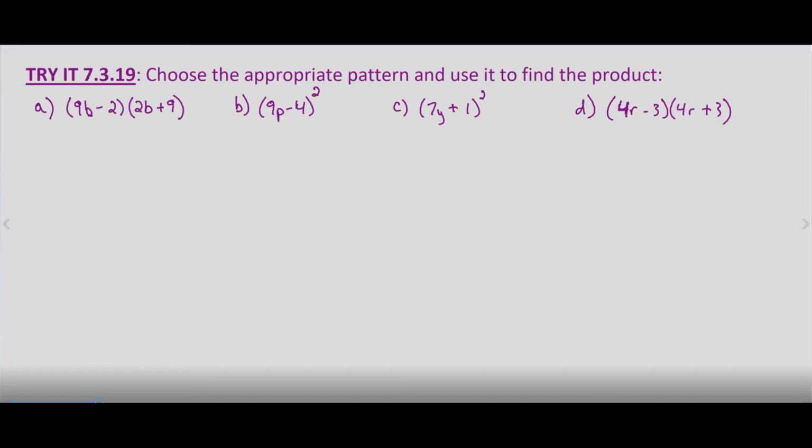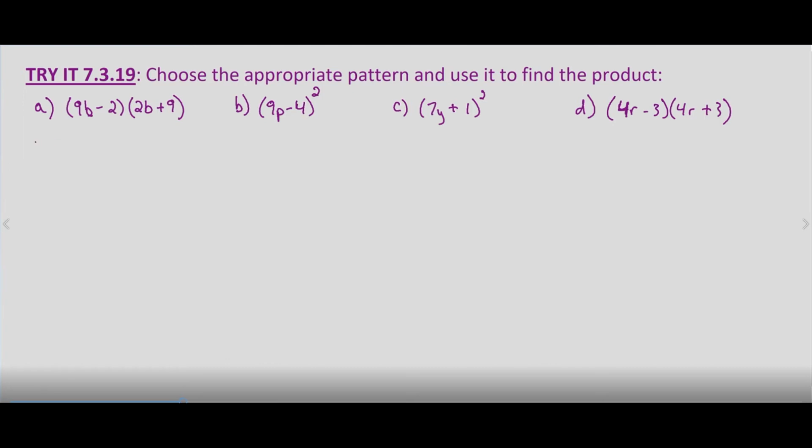And it just so happens our first problem, part A, we have 9b minus 2 times 2b plus 9. Well, this doesn't fit any of our special patterns. It's not a binomial square. They're not conjugates. You might be tempted to say they're conjugates at first, but they're not, because with one, the b is with the 9, the other one, the b is with the 2. So our options are the FOIL method, or the distributive method, or the vertical method. Any of those would work. I'm going to use the distributive method.